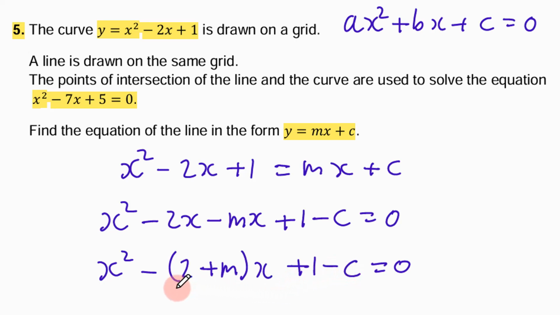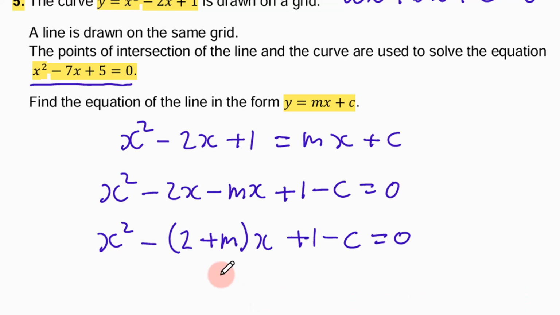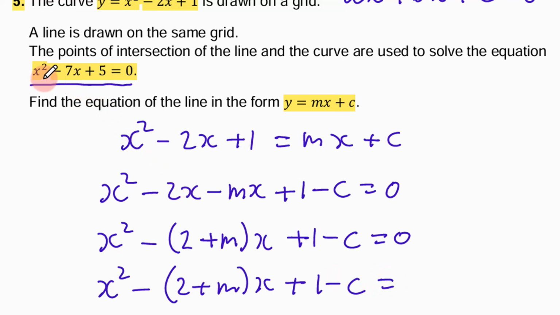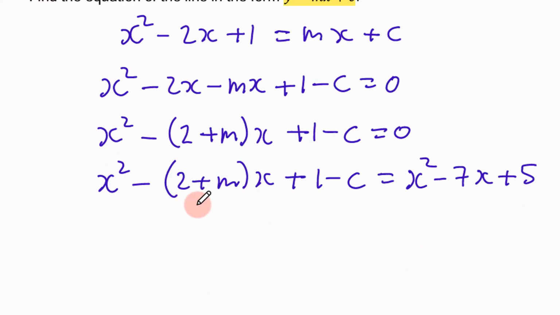Now the equation that we get here must equal this equation. In other words, x squared minus brackets 2 plus m times x plus 1 minus c must equal x squared minus 7x plus 5. And we need to find the values of m and c. So we can use inspection. In other words, we're going to compare the coefficients on the left-hand side with the coefficients on the right-hand side.